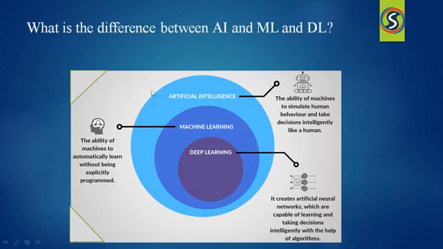Here we can observe the difference between artificial intelligence and machine learning and deep learning. In this image, you can observe artificial intelligence. In this artificial intelligence, machine learning and deep learning are the subsets.